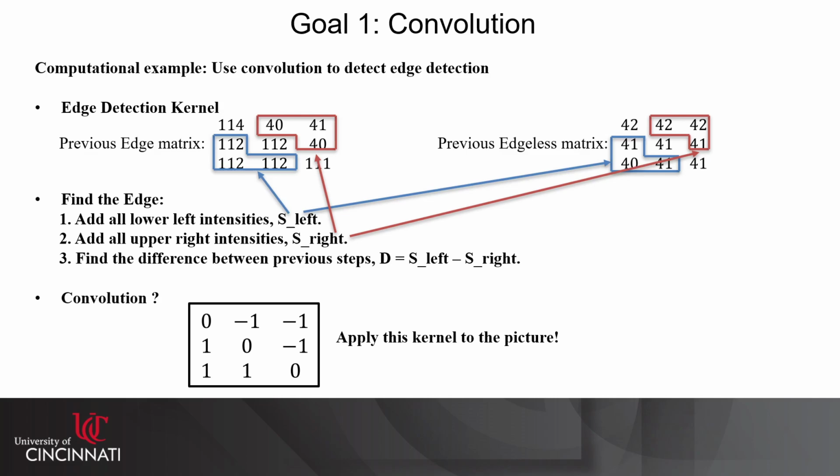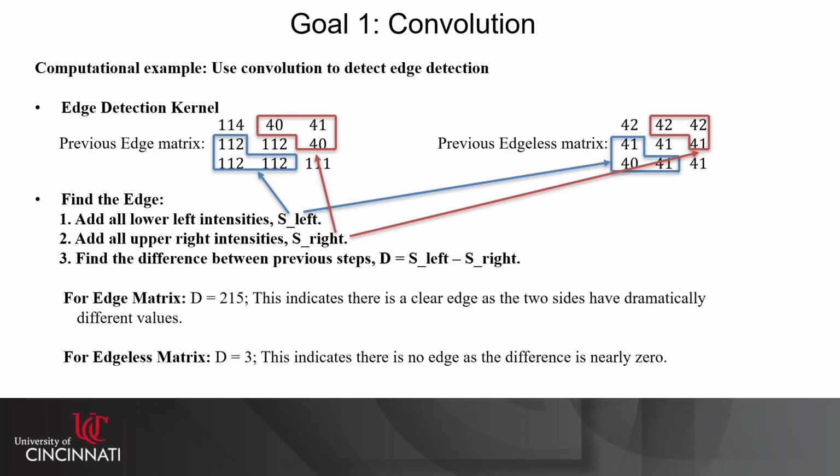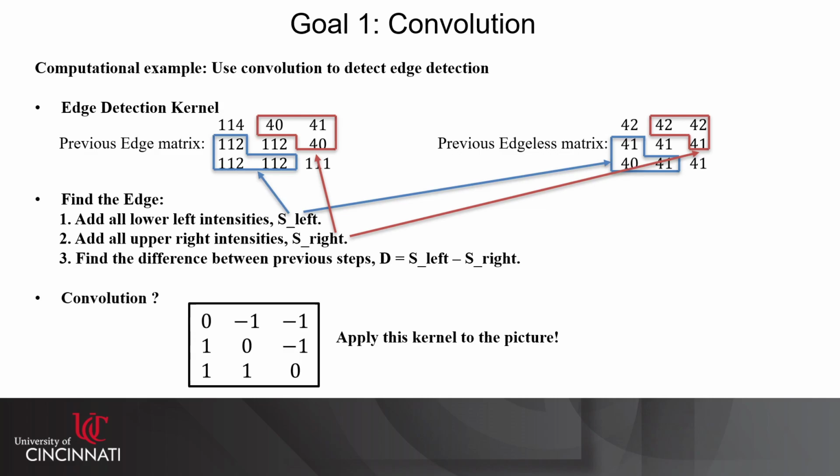And what we did is we find the difference. If the difference is big, like 215, then that is an edge. If D is 3, there's no edge. Same thing, if we use this kernel on the bottom and do the convolution computation, if the result is big, 215, then there's an edge. If it's small, then there's no edge. Simple as that.